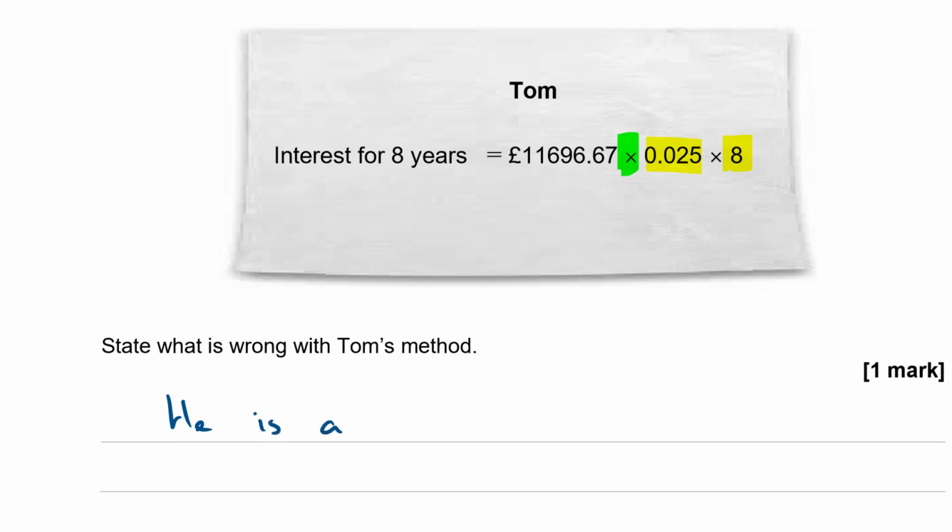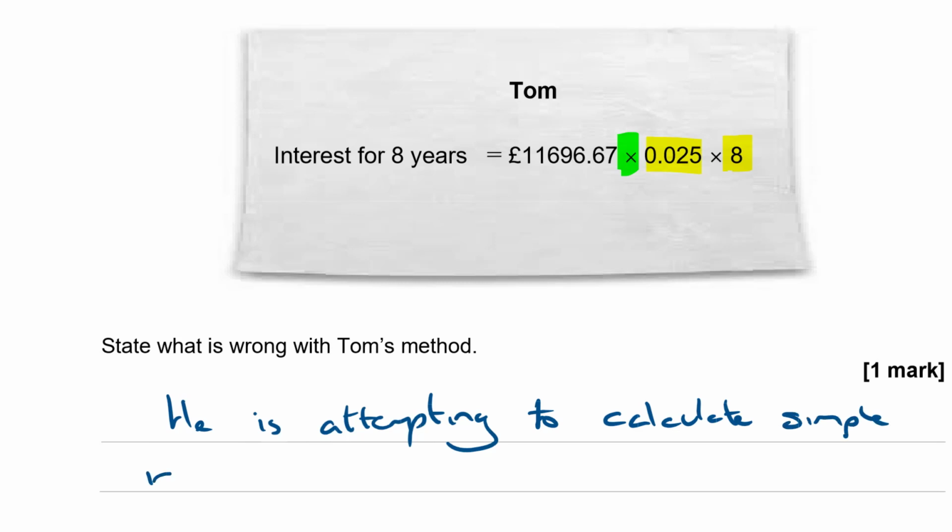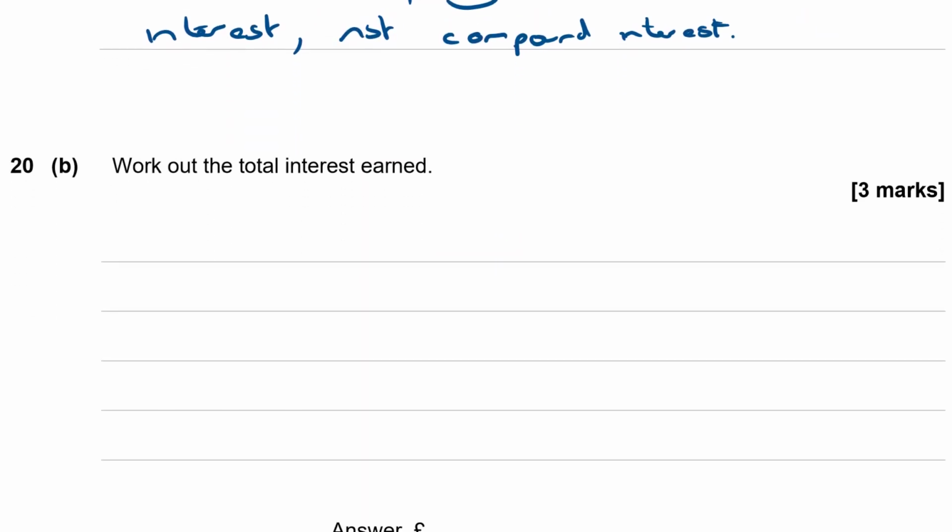he is attempting to calculate simple interest, not compound interest. Okay, but as I said before, that's just one of many things he's got wrong. Right, now next it says work out the total interest earned. Okay, how would you do it then?